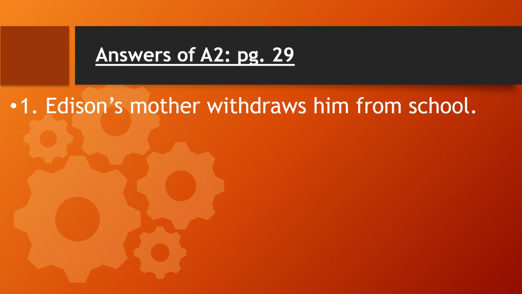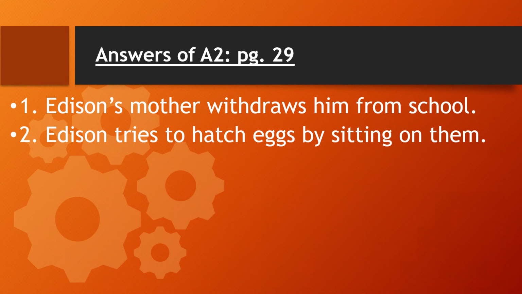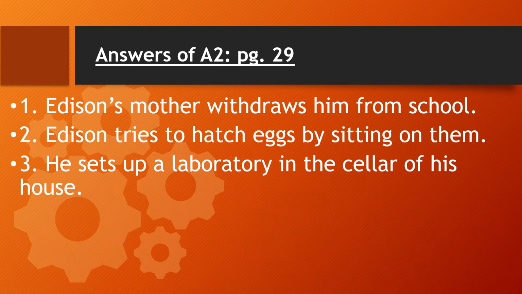Before that statement there's a bullet point, and before that bullet point I want you to write number 1. The second event would be Edison tries to hatch eggs by sitting on them. This is the second statement out of the 6 statements that are given. So I want you to write a number 2 with your pencil before the bullet point. Number 3 would be he sets up a laboratory in the cellar of his house. This is the fourth statement that is given in the book. So I want you to write number 3 just before this statement.